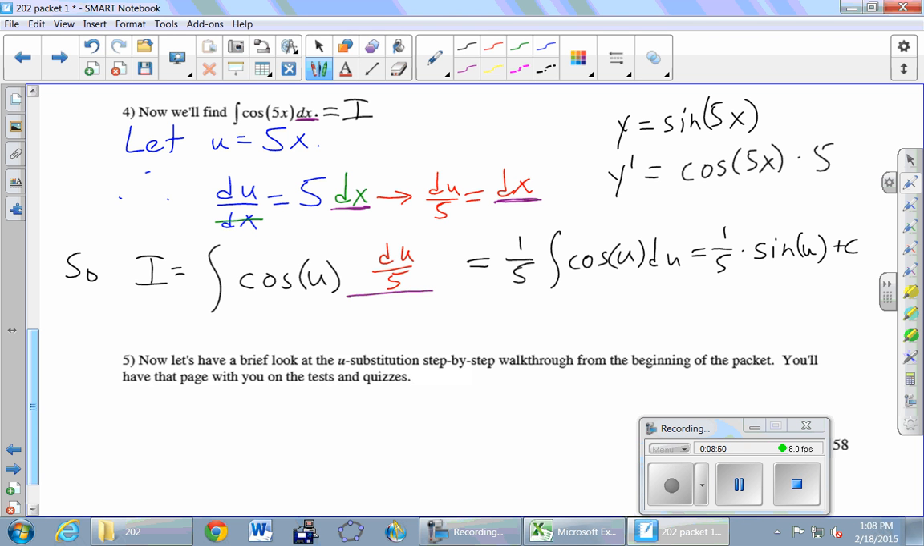And then, like we can't leave this as our answer. The problem had x. We invented u to make it so that we got to an integral we could handle. So now we just go back at the very end. So this is equal to 1/5 sine of, instead of u, 5x. So there's our answer.